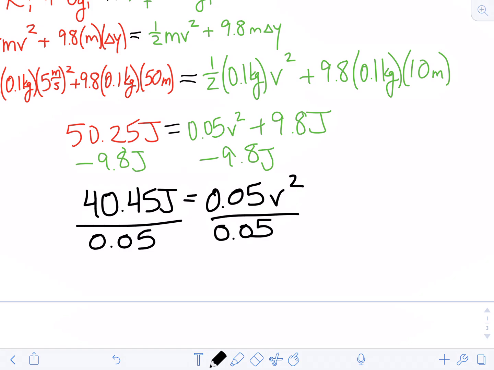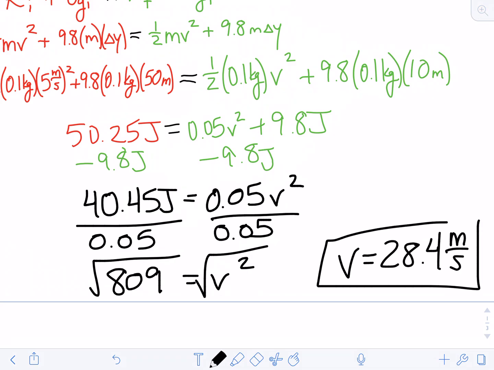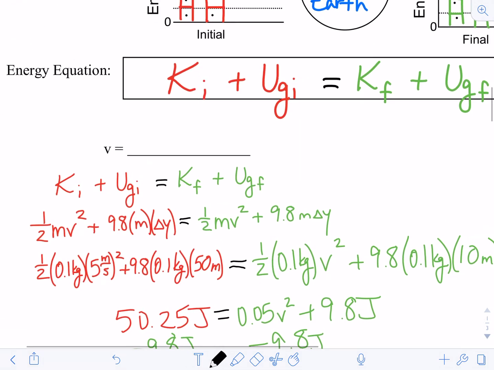And we get 809 is equal to v squared. So let's take the square root of that. Square root of 809. Well, that is 28.4 meters per second.